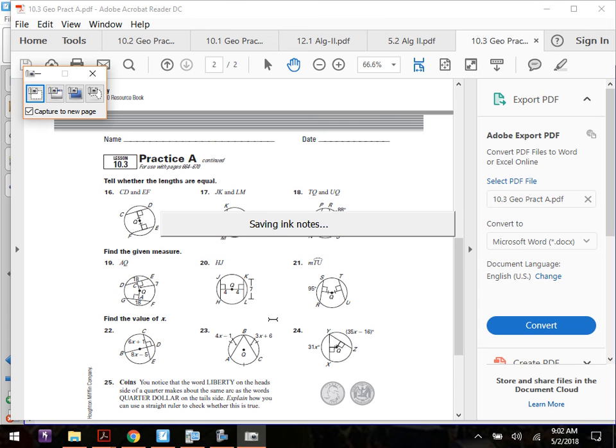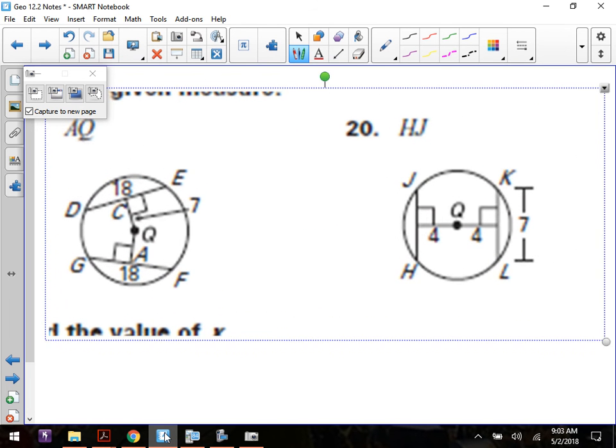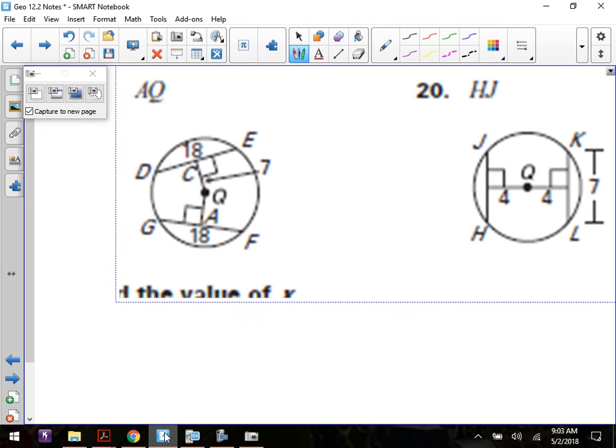For some of these, you probably won't have to draw it out because, as I said, some of the math here is pretty quick. We're just trying to find some measures here.